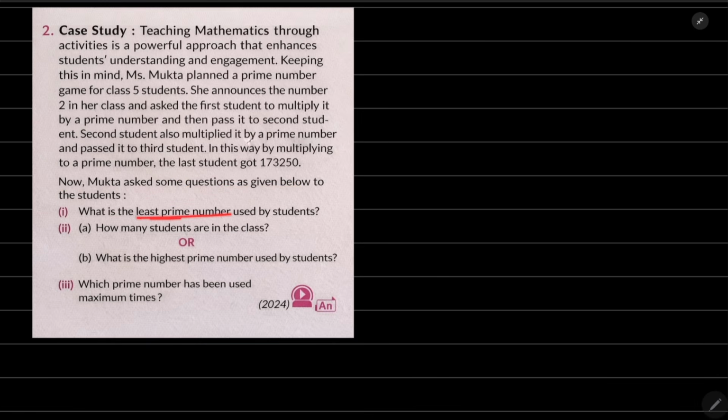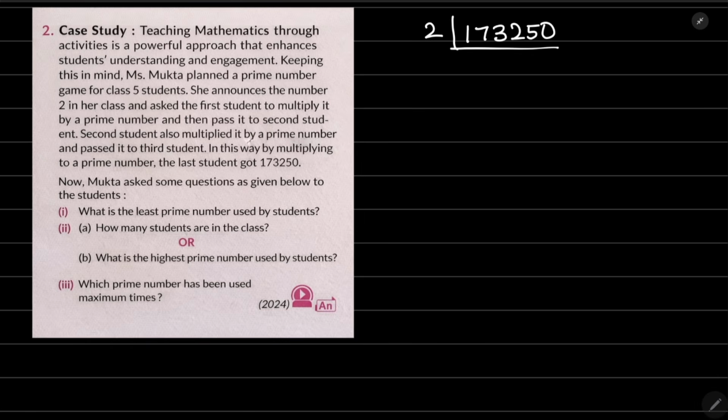What is the least prime number that was used by the students? Now the number told by the last student, this big number, has to be first broken down into prime numbers, isn't it? That is a method which we call prime factorization. So the very first thing to do is let's break down that number, 173,250. Let's do the prime factorization.